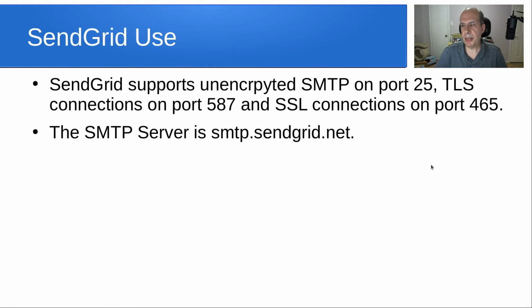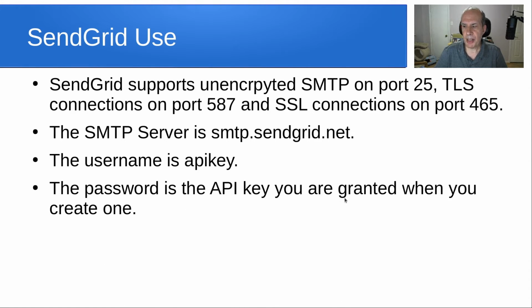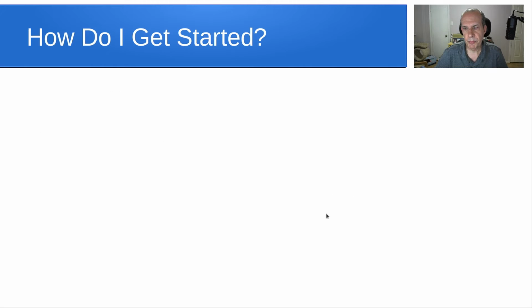The SMTP server for SendGrid is smtp.sendgrid.net. Yeah, I recognize their website is .com, but their SMTP server is .net. The username that everyone uses that uses SendGrid is apikey. And the password is the actual API key that you're granted when you create an API key on SendGrid.